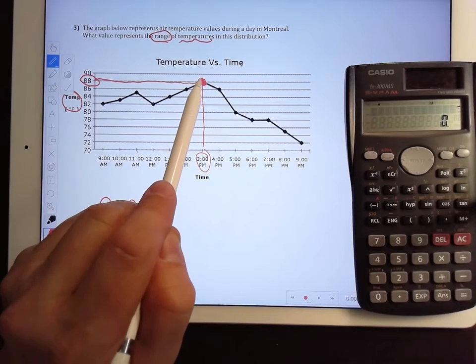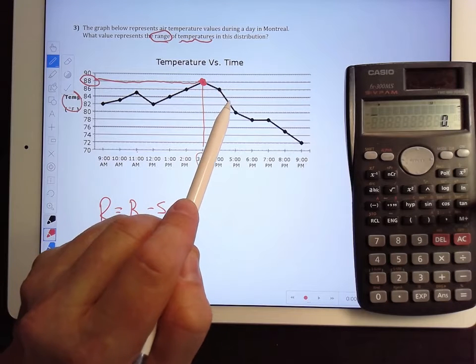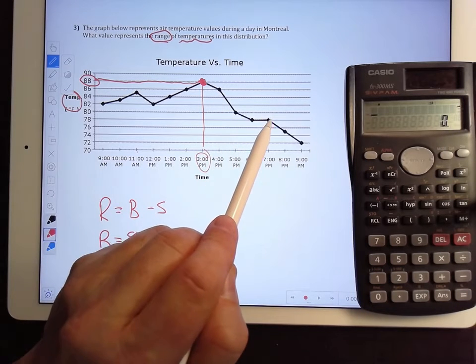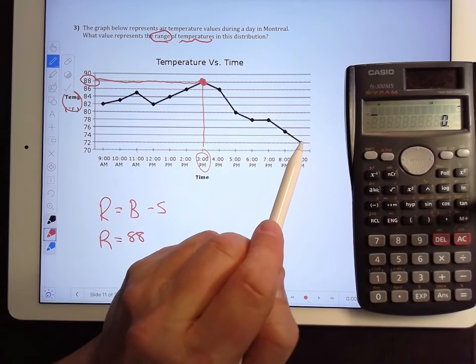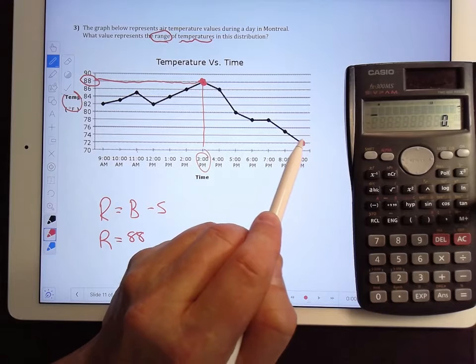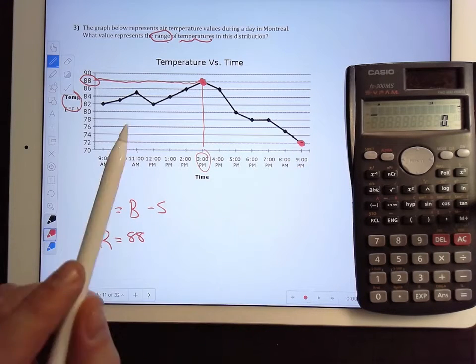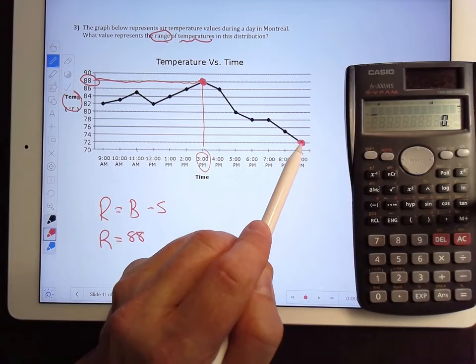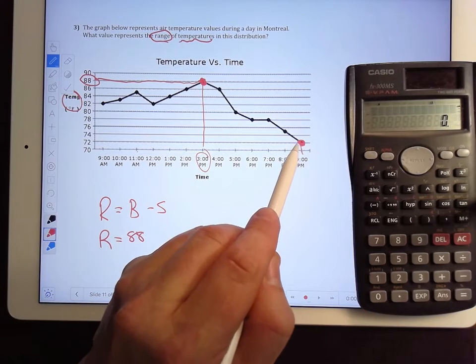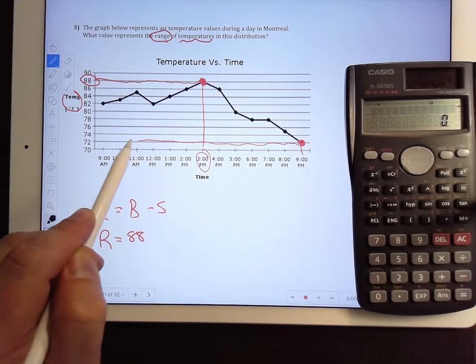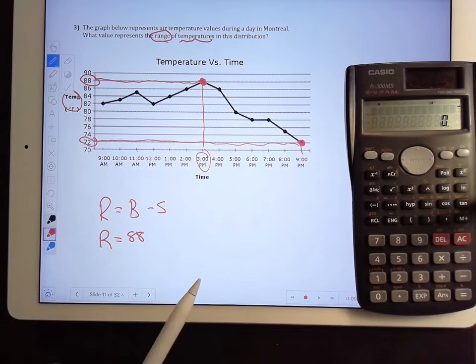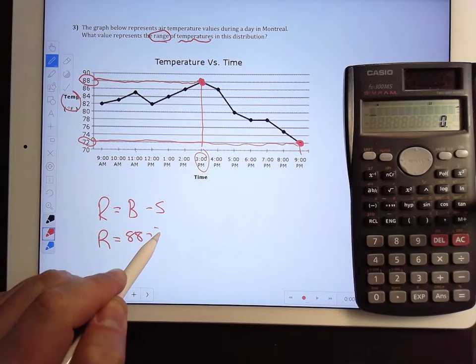We'll then notice that the temperature begins to fall after 3 o'clock and it gets down lower, lower, lower, lower, all the way to this dot over here. This is the lowest dot in the distribution, and that's around 9 o'clock at night. And we can see at that point, if we come over to the y-axis and read that one off, it's 72 degrees at that time.